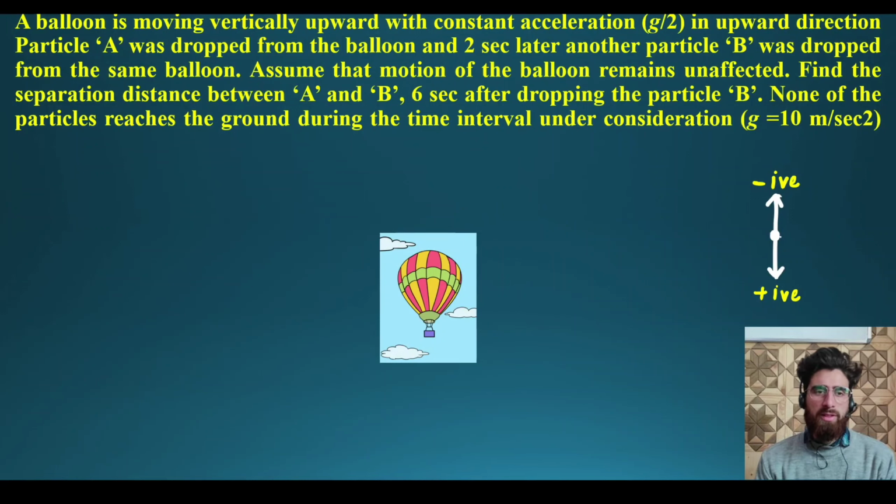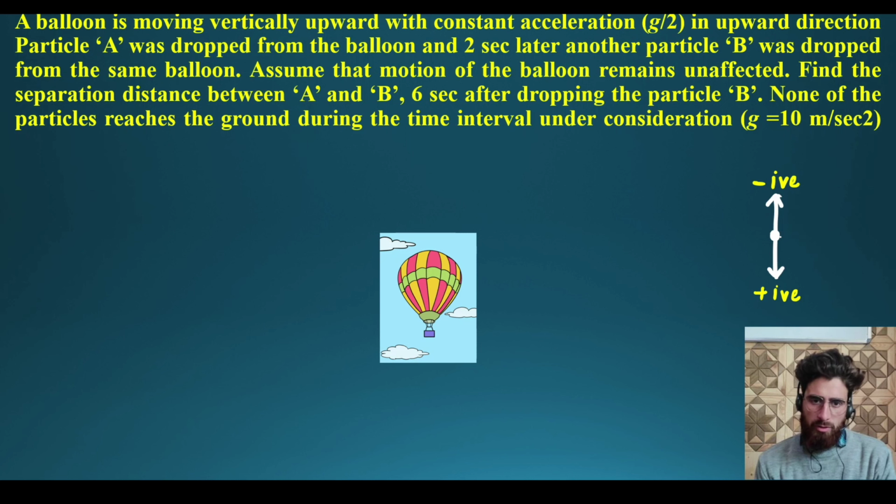So we have this question that a balloon is moving vertically upward with constant acceleration g upon 2 in the upward direction. Particle A was dropped from the balloon, and 2 seconds later, another particle B was dropped from the same balloon. Assume that the motion of the balloon remains unaffected. Find the separation distance between the particle A and particle B 6 seconds after dropping the particle B. None of the particles reaches the ground during the time interval under consideration.